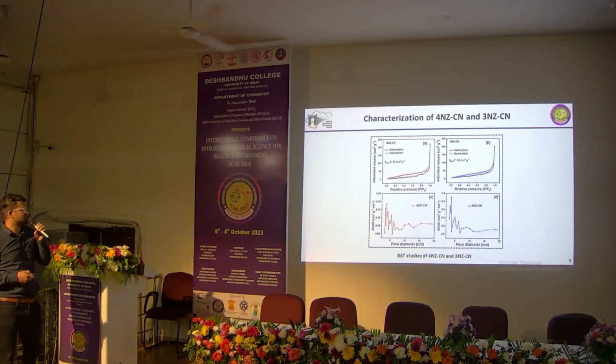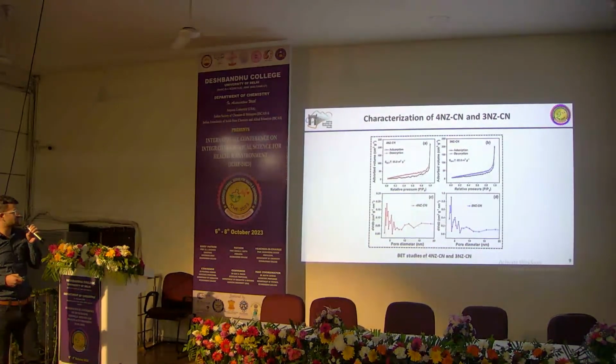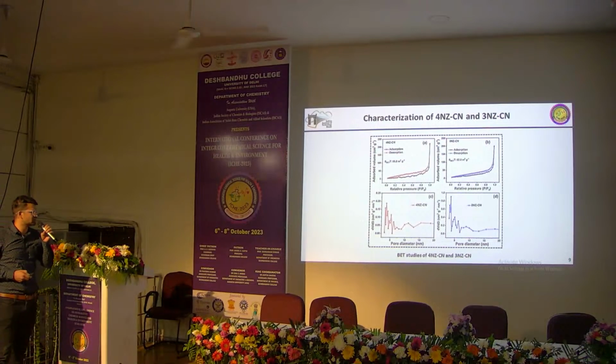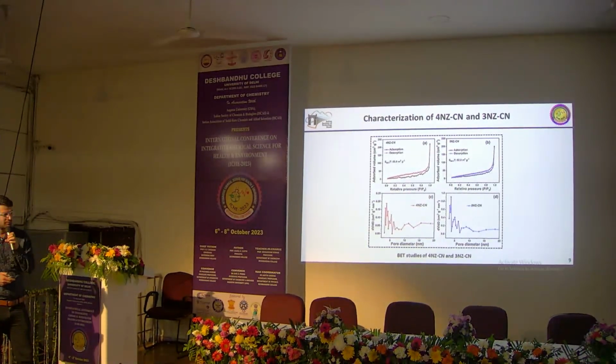So then the physical properties have been assessed by using the BET studies. In BET studies, we have found that both the carbon nitrides have high surface area in comparison to conventional graphitic carbon nitride, which has a surface area around 10 meters squared per gram.